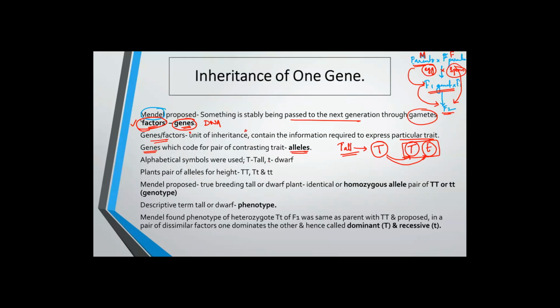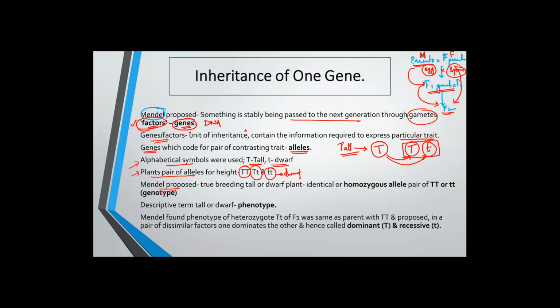So we represent these characters using alphabetic symbols. That is T for tall, t for dwarf, and the plant has pairs of alleles for height. So capital T will represent tallness. Capital T with small t will again represent tallness, whereas small t will represent dwarfness. So the plant has pairs of alleles for height. Okay, this one is clear because we have already discussed it in the previous slide.